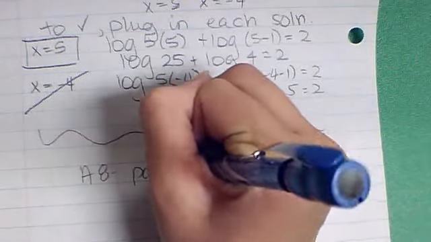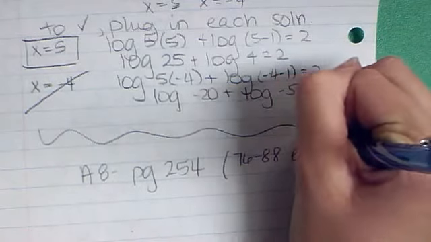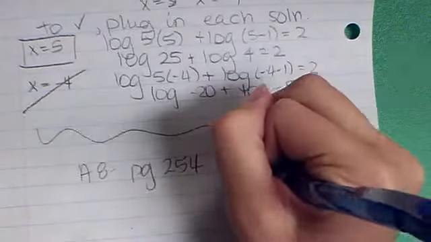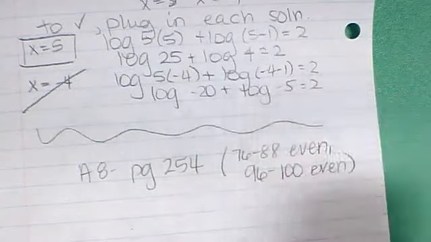The assignment here is A8. It's page 254. It's number 76 to 88 even, and that's like section A of your notes. And then 96 to 100 even, and that's like section B of your notes.